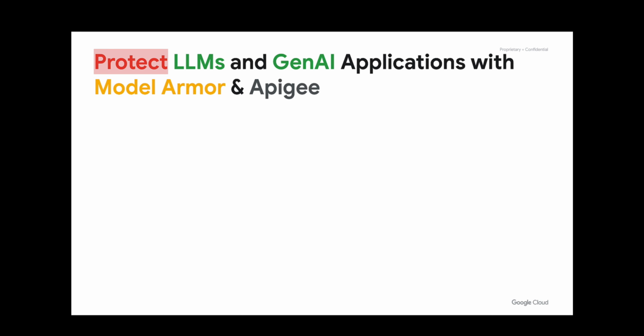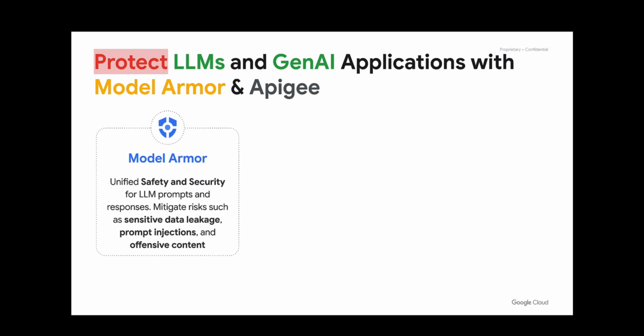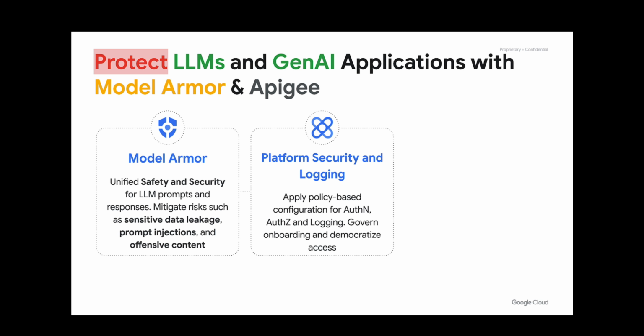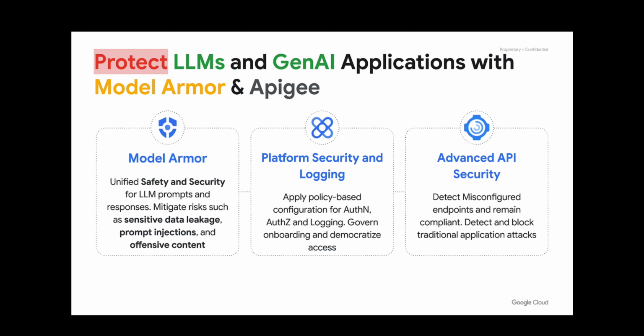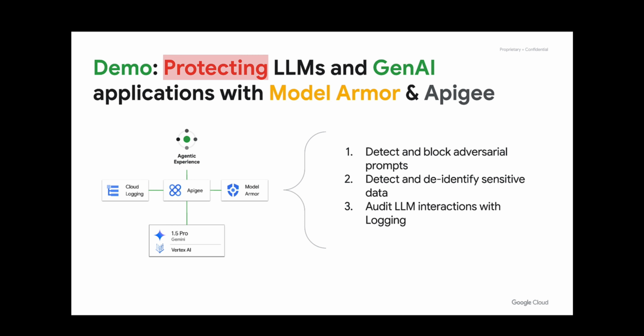We can help you protect your large language models and GenAI applications with Model Armor and Apigee. Model Armor is an additional product within Google that can help you sanitize your prompts and your responses back from large language models. You can do this directly within Apigee through a policy. We also help you, for example, to do governance with platform security and logging, and with our advanced API security capabilities, we're able to detect when malicious AI attacks are happening.